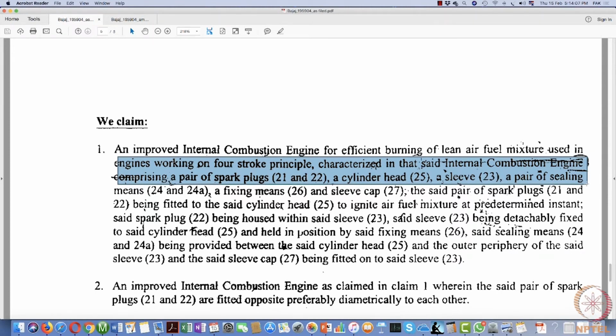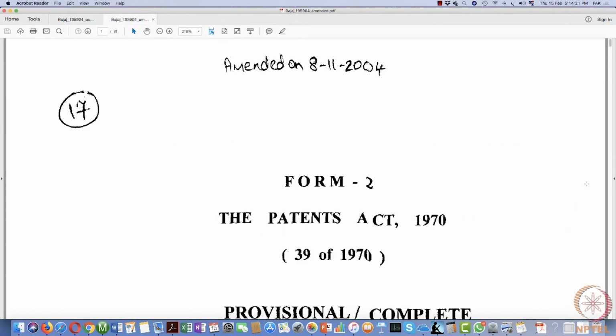Internal combustion engine comprising a pair of spark plugs, and a cylinder head. That's it. Now let's look at the claim that eventually got granted, the amended claim. Now this is the amended specification.